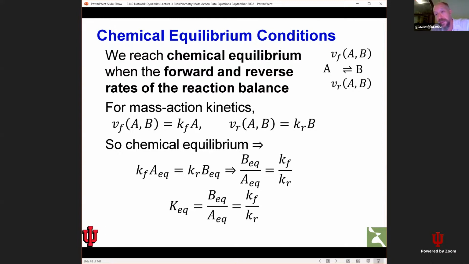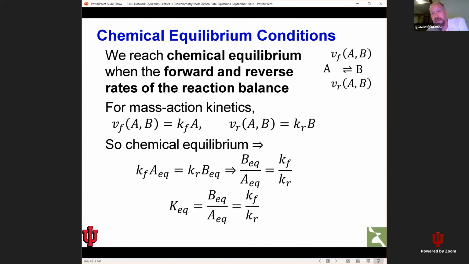And this is the big problem with rate constants, because measuring K equilibrium is easy. I take my two chemicals, I mix them in a test tube, I let it sit, and I measure the amount of A and B that happen at long times. That gives me K equilibrium. That's easy to measure. The problem is it doesn't give me K forward and K reverse independently of each other. It only tells me the ratio.